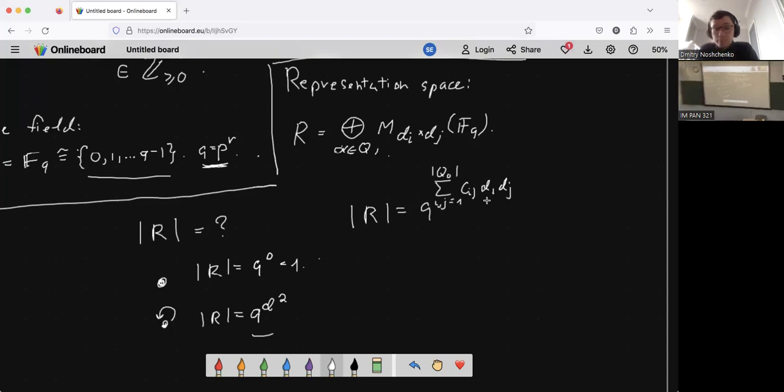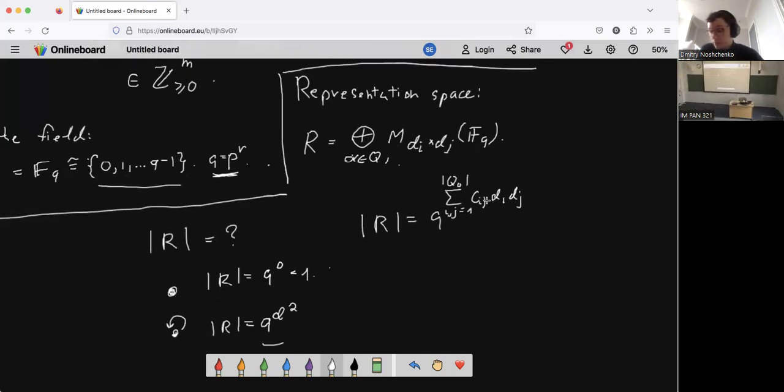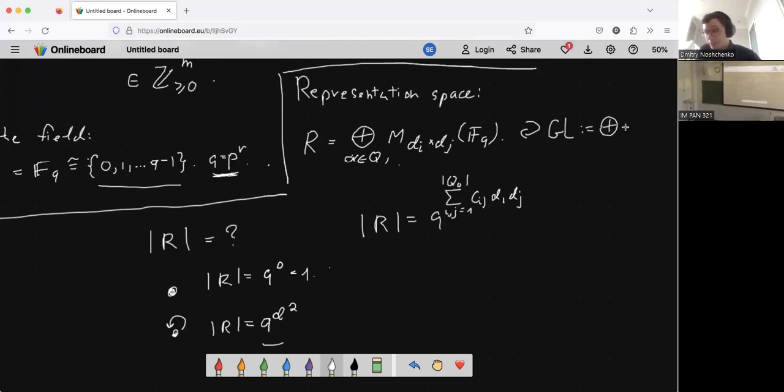And the second part would be the following. We can also consider the action of GL on such a space of representations. So here on R acts GL, which is the product, over all nodes of the quiver, of the copies of GL of d_i over this finite field, and this is a summation over all i's.